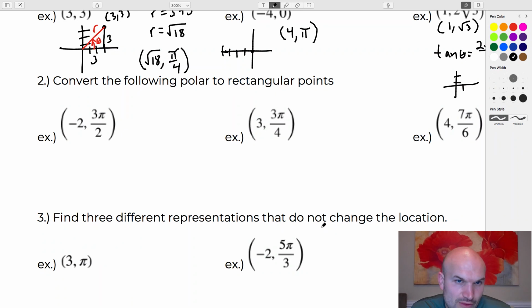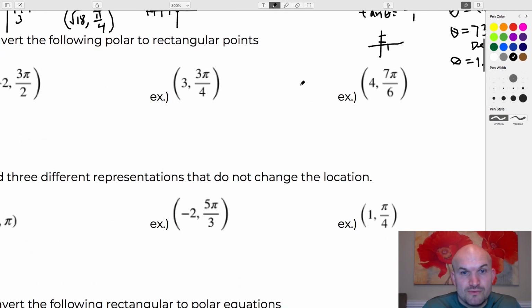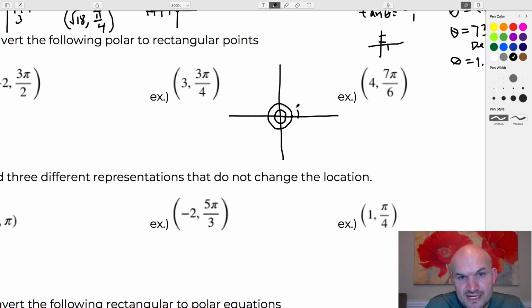All right, so convert the following polar to rectangular points. In this case, I think it's helpful for us to understand where these points are located. So what I'm going to do is graph one big XY axis, and then hopefully I can plot all these points on the XY axis. So basically, a polar graph is the XY axis with circles representing the distance away from the origin.